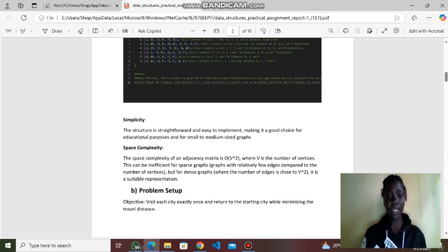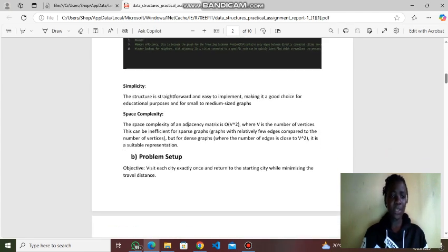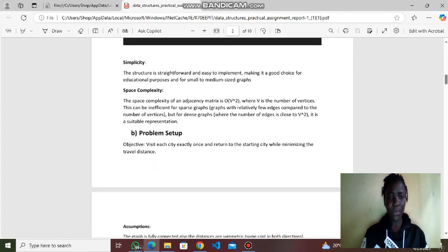Why should someone decide to use an adjacency list? If you have small or medium-sized graphs, you can use it. In this situation, we had just 7 cities, so it was okay. For space complexity, the space complexity of an adjacency matrix depends on V, the number of vertices, and this can be efficient for sparse graphs, those with relatively few edges compared to the number of vertices, but less so for dense graphs, those with a number of edges close to V squared.